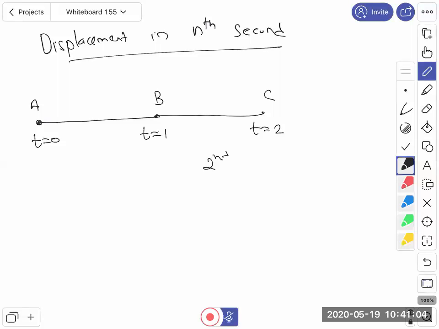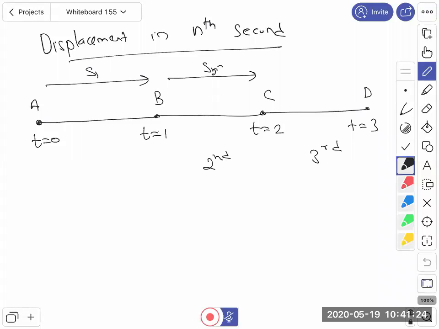So B to C is the displacement in the second second. Same as C to D, it is traveling from time equal to 2 to time equal to 3, so this is known as the third second. So A to B is known as displacement in the first second, B to C is displacement in the second second, and C to D is displacement in the third second. So displacement in 3 seconds and displacement in the third second are different.